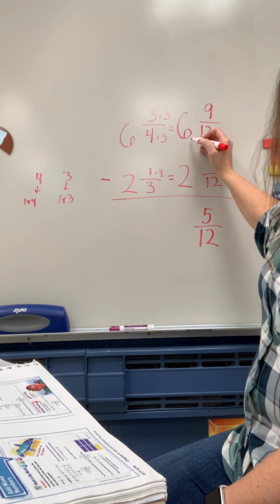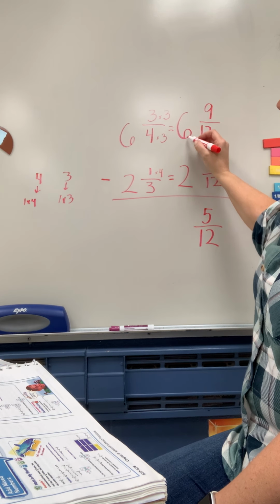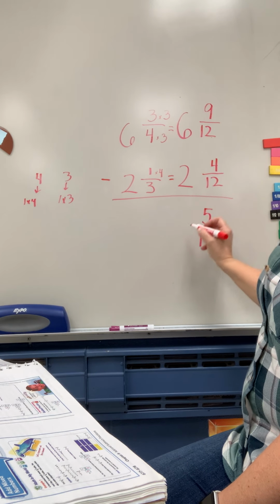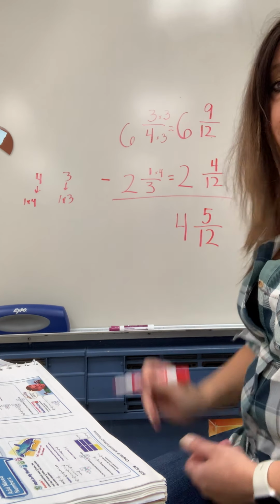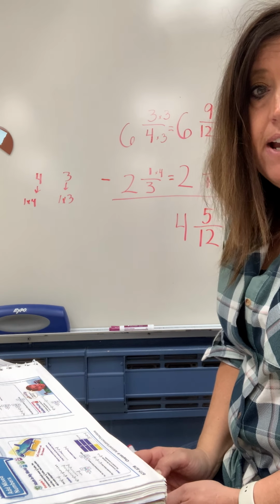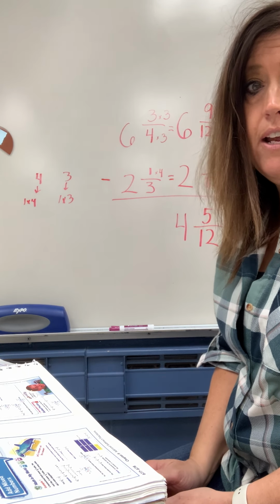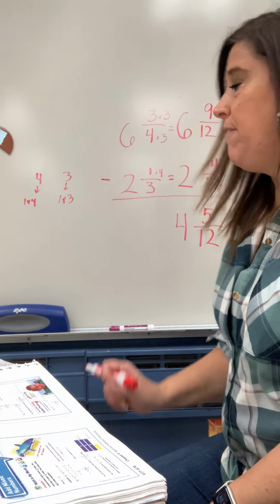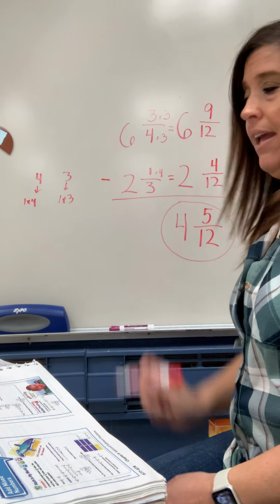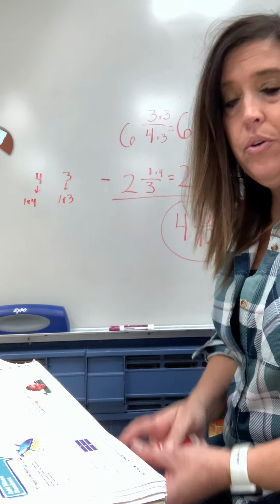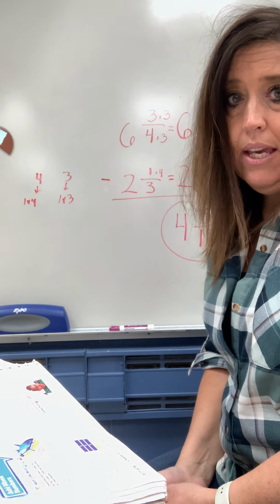Now I'm going to look at my mixed number, my whole number, and focus on just that. 6 minus 2 is 4. I would ask myself the same question. Can I simplify 5/12? In this case, I can't. The only common factor that 5 and 12 share is 1, so it's already simplified. So that is my answer. That is what you do when you are adding and subtracting mixed numbers.